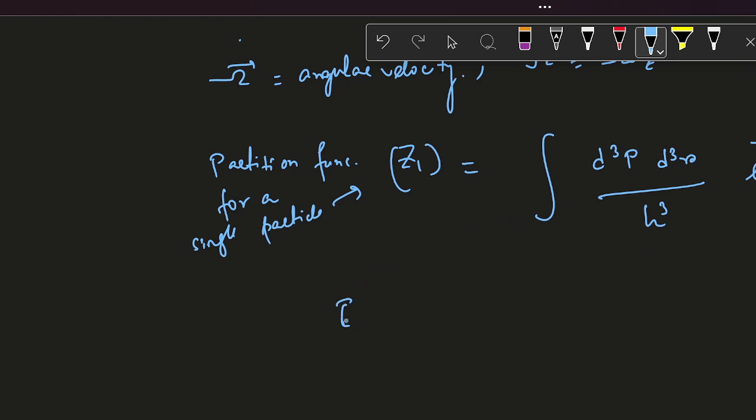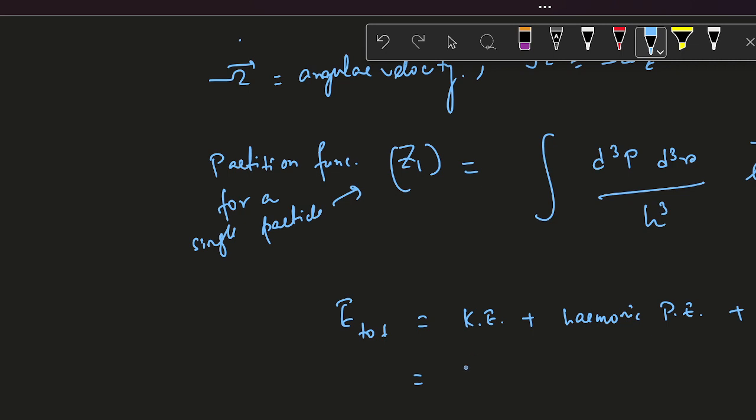E total for a single particle for such a configuration is the kinetic energy plus the harmonic motion's potential energy, so we call it harmonic potential energy, and there will be an additional factor which we should not miss out, that is the rotational energy.